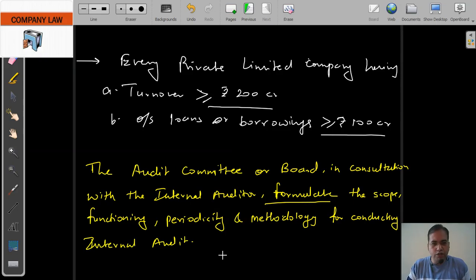If the audit committee is to be appointed by the company, then that audit committee or the board in consultation with the internal auditor can decide that particular matter. Now, who can be the internal auditor? So internal auditor can be either chartered accountant of the company, cost accountant of the company, or such other professional as may be decided by the board to conduct the internal audit.